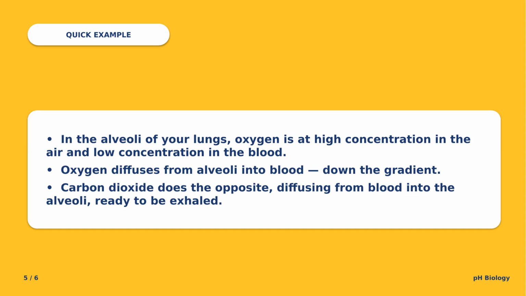Quick example: in the alveoli of your lungs, oxygen is at a high concentration in the air and low concentration in the blood. Oxygen diffuses from alveoli into blood, down the gradient. Carbon dioxide does the opposite, diffusing from blood into the alveoli, ready to be exhaled.